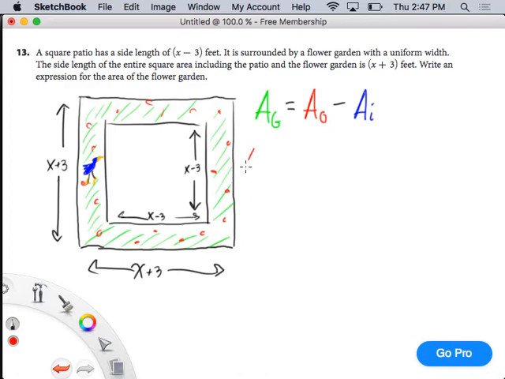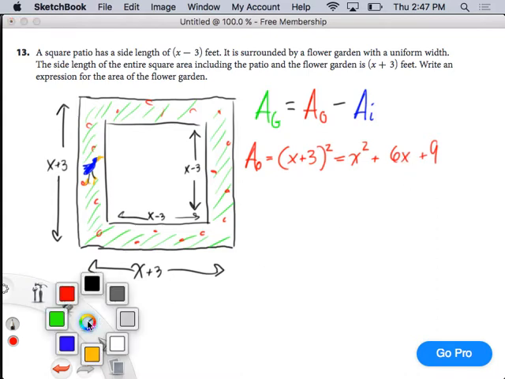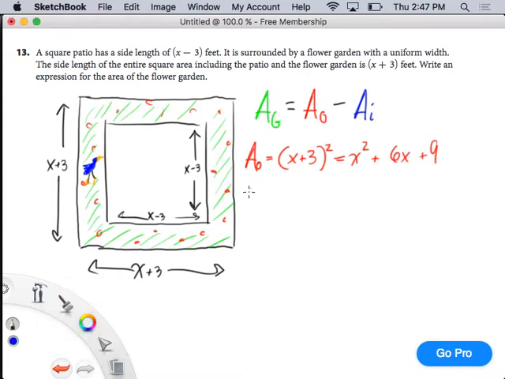Okay, so the area of the outer square is equal to x plus 3 squared, right? If I do this out, I square the first, square the last, which is just 9, multiply and double. 3 times x is 3x, and I double that to get 6x. So the outer square is x squared plus 6x plus 9.